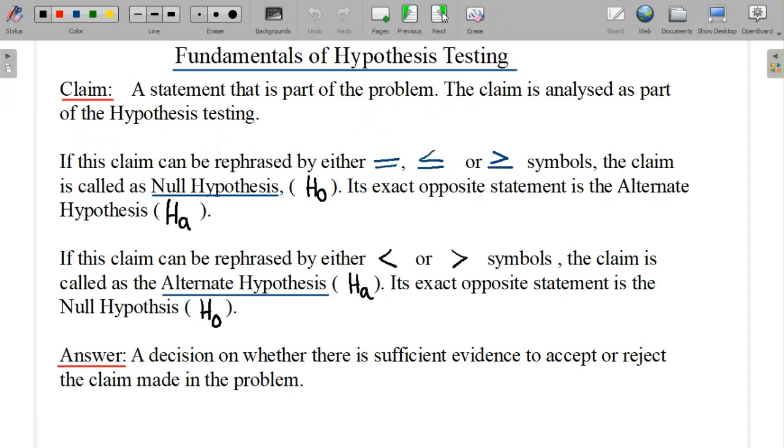On the other hand, if the claim can be rephrased using either the less than or the greater than symbols, then the claim is called the alternate hypothesis. Its exact opposite statement is the null hypothesis. Now, the answer to the problem on hypothesis testing is a decision on whether there is sufficient evidence to accept or reject the claim made in the question.